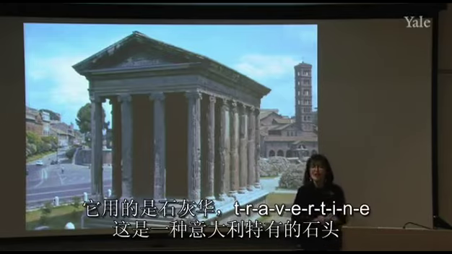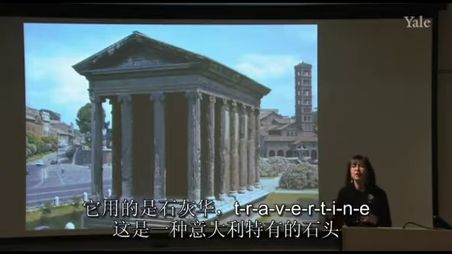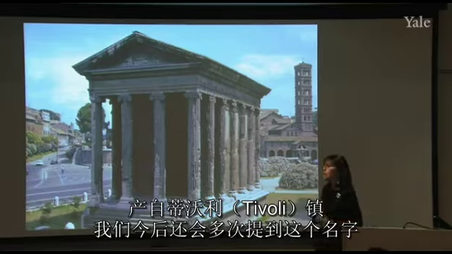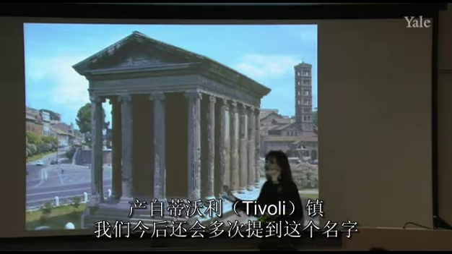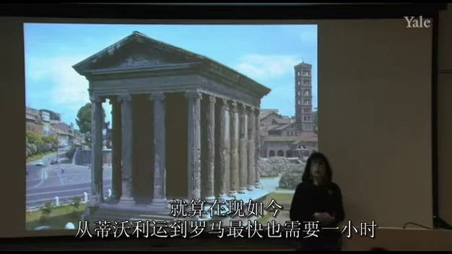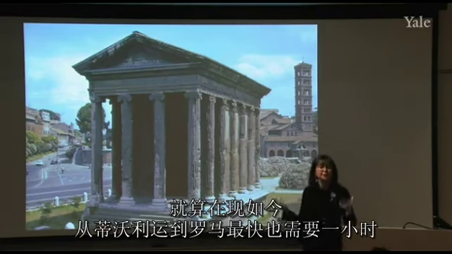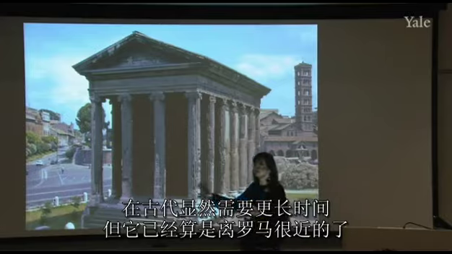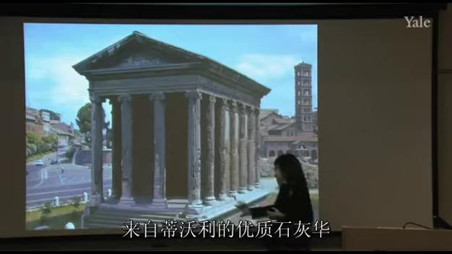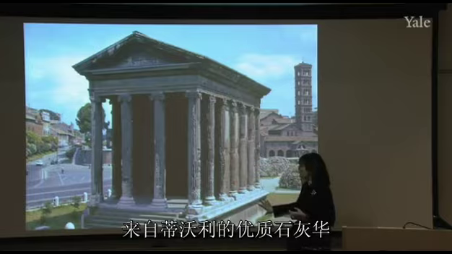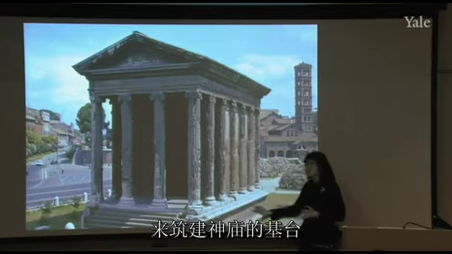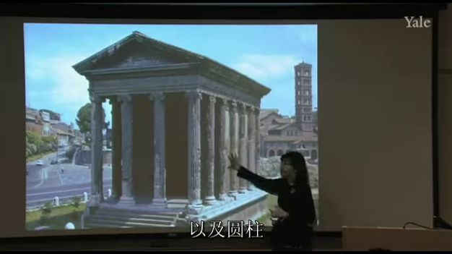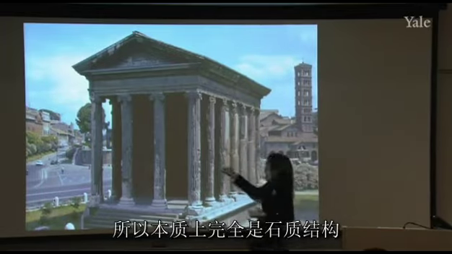Travertine is an Italian stone quarried at the town of Tivoli, which we'll talk about a lot in the course of the semester. Tivoli's about an hour's high-speed drive today from Rome, obviously longer in antiquity, but it's fairly proximate to Rome. So this wonderful stone, travertine from Tivoli, was brought to serve as a facing for the podium and was used in the columns. So it is essentially a stone structure.